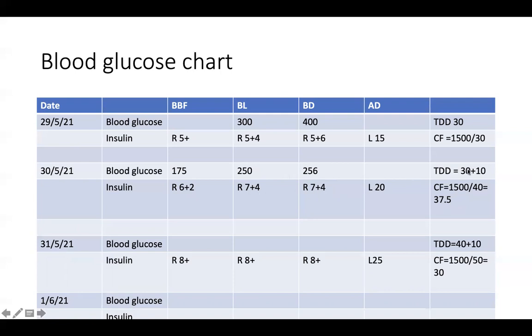So you are already giving 40 units, plus you gave additional boluses of 4 plus 4 plus 2, that is 10 units. So for the next day, the total daily dose becomes 40 plus 10, 50 units. The next day's order is Lantus 25, 8, 8, and 8, roughly equal to 50. And the new correction factor is 30. So this is how you will progress with insulin.